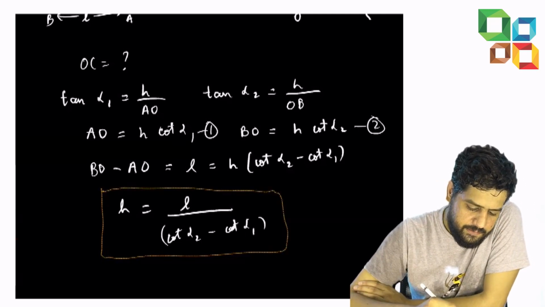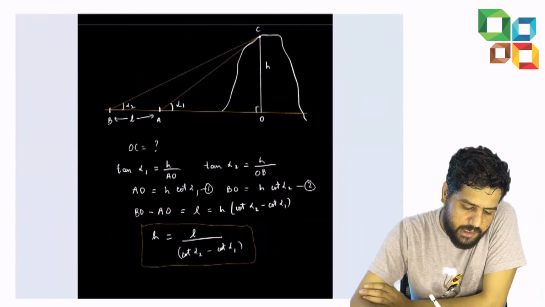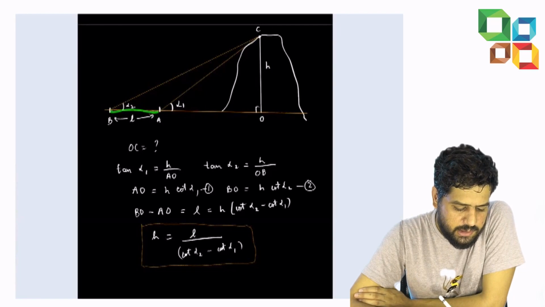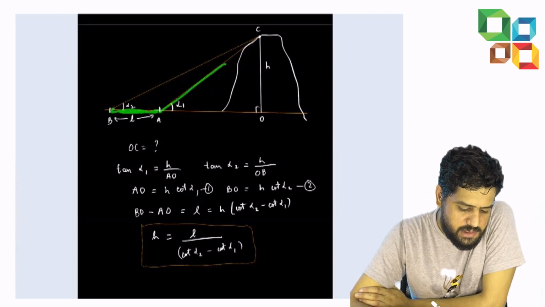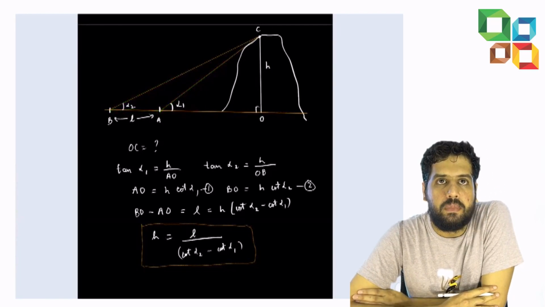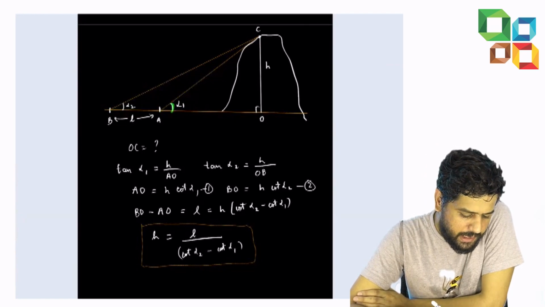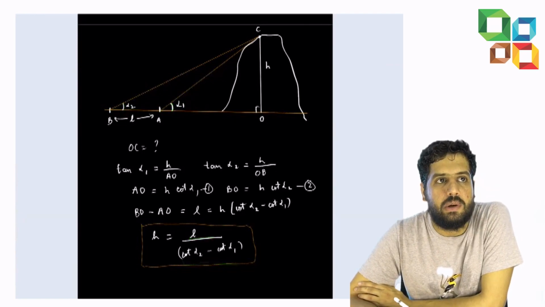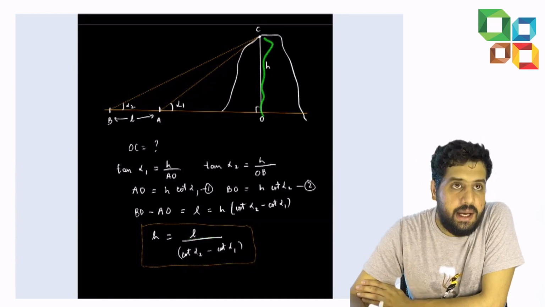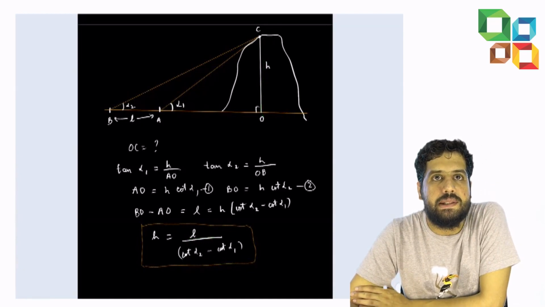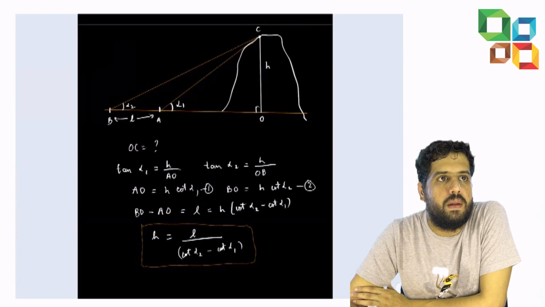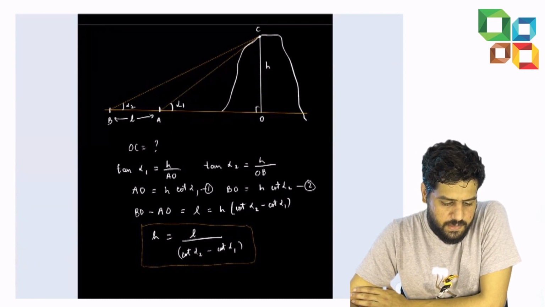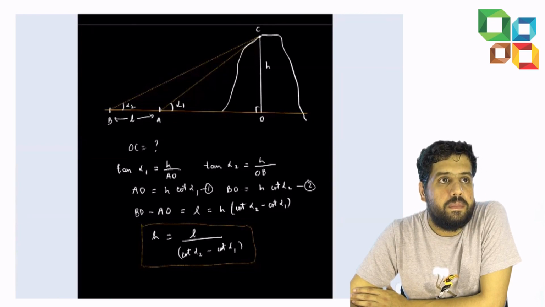So practically, we have solved this problem of calculating the height of a place. We just move along some distance. Obviously, the angles will change. And if we just measure the angles accurately, L divided by cot alpha 2 minus cot alpha 1 will give you the height of this tower.